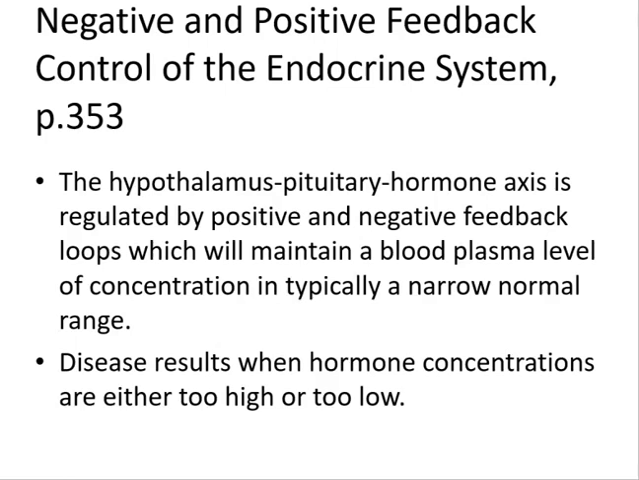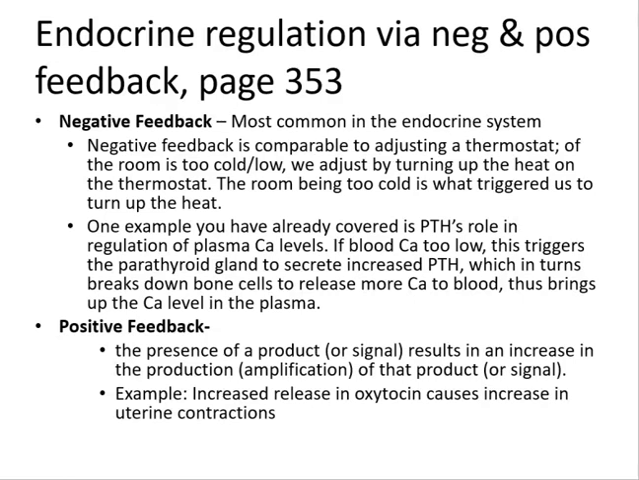The hypothalamus-pituitary hormone axis is regulated by positive and negative loops, which maintain a blood plasma level of concentration in typically a narrow normal range. Remember, disease results when hormone concentrations are either too high or too low, and that's a very narrow window usually when there's an issue or problem that's happening for a patient as far as hormones or hormone imbalance. So let's talk about the difference between the positive and the negative feedback. Let's start with the negative.